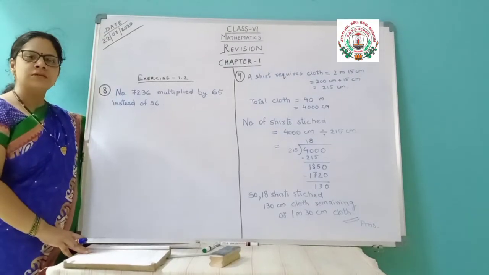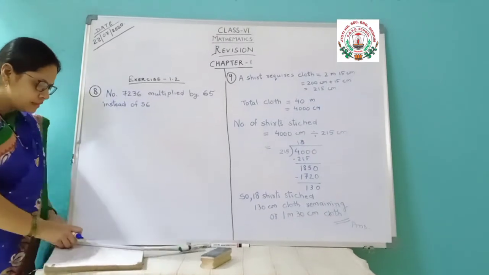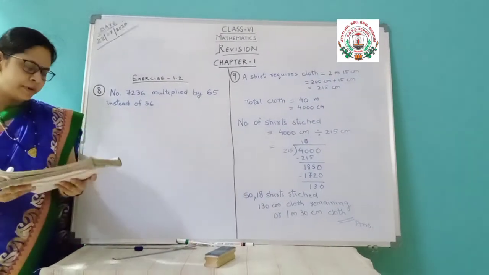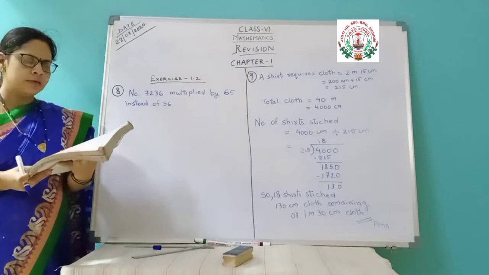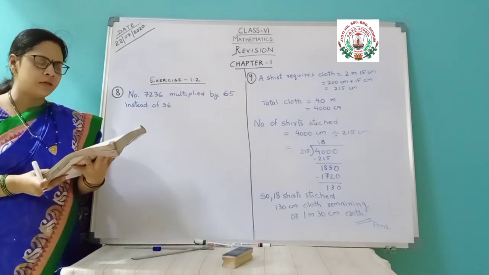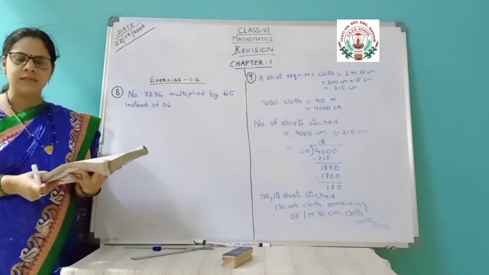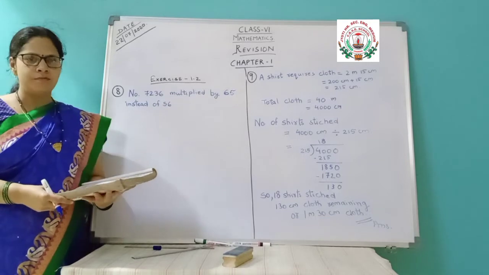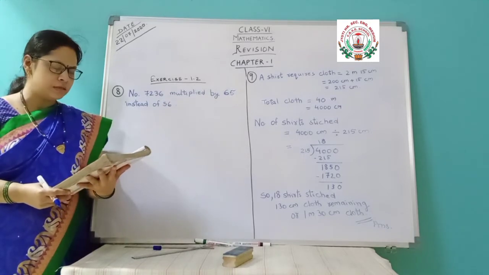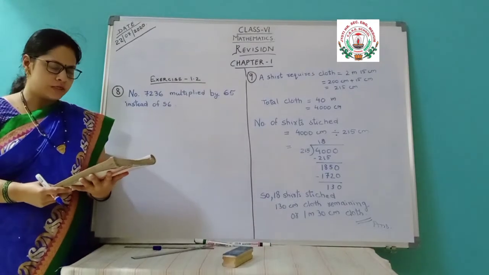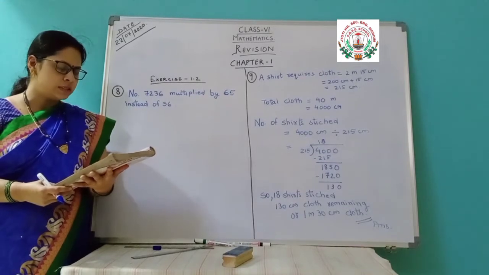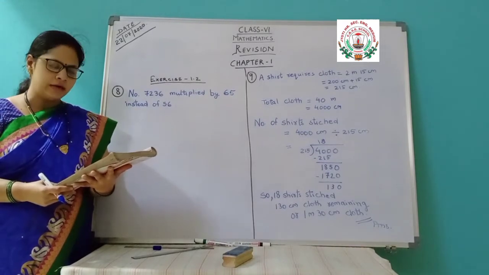So next question is question number 8. A student multiplied 7236 by 65 instead of multiplying by 56. So he has to write actually 56, but by mistake he has written 65. So the question is asked: by how much was his answer greater than the correct answer?